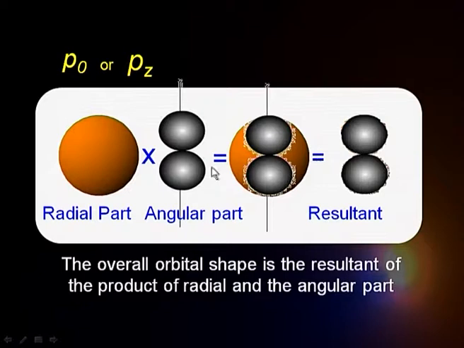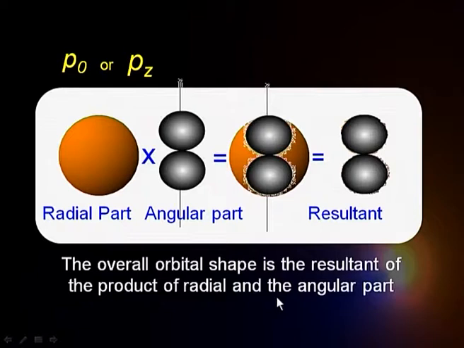So my p orbitals, especially the pz orbital, will be of this shape, because if I plot the angular part of the pz orbital, which depends only on theta, that's the kind of shape I have. If I make the product of the two together, I get the resultant shape to be the so-called dumbbell shape. So p naught is my pz orbital. The important point here is that the overall orbital shape is the resultant of the product of the radial part and the angular part.